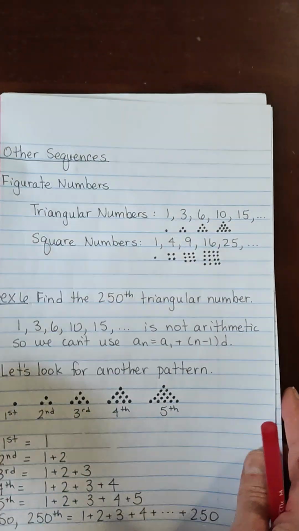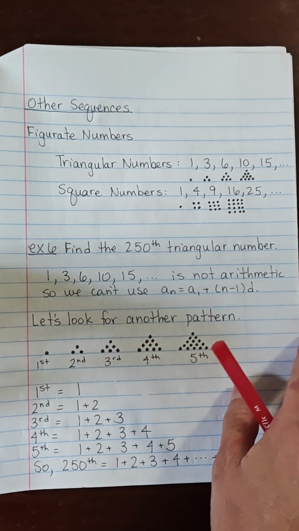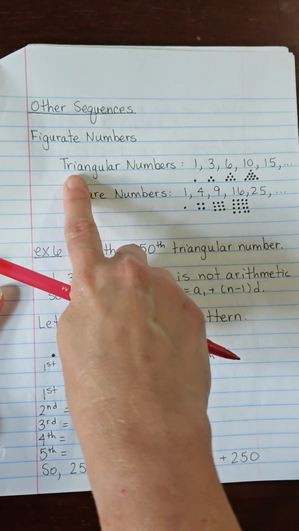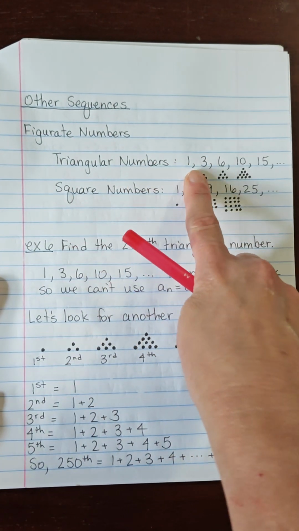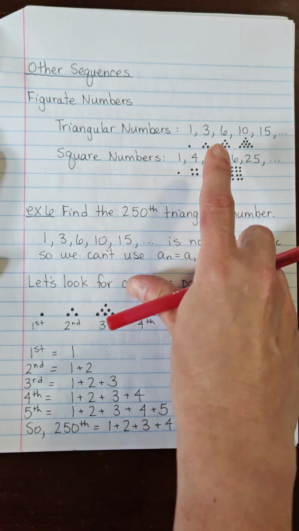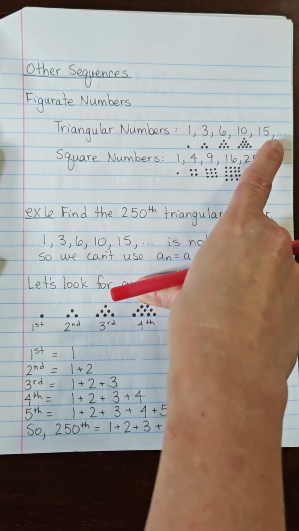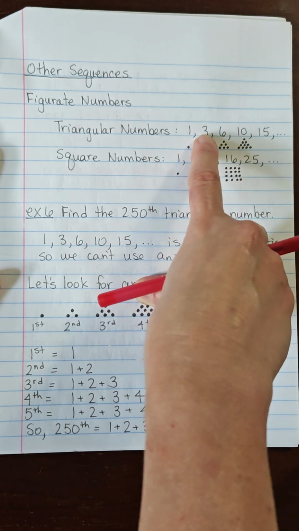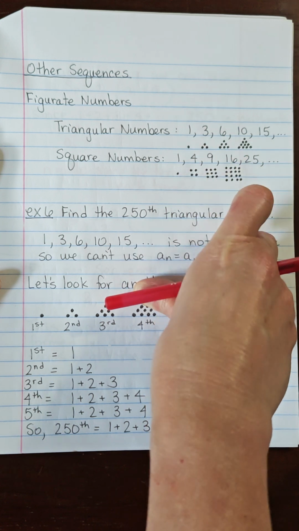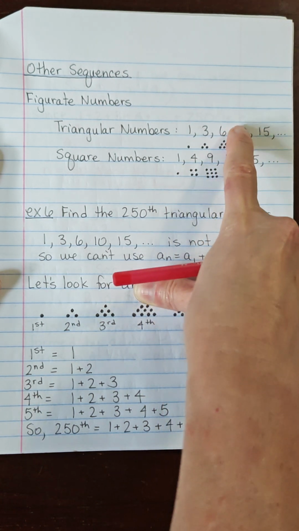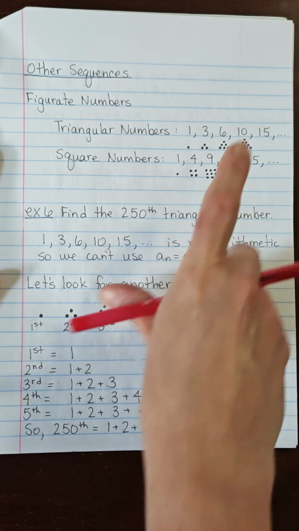All right, so other sequences. So we've talked about the arithmetic patterns, the geometric patterns. Let's talk about some other ones. Figurate numbers. We have triangular numbers, 1, 3, 6, 10, 15, and so on. Those are called that because the number of dots that coincide with these numbers form a triangle. So look, 3 is a 2, 1 triangle. 6 is a 3, 2, 1. 10 is a 4, 3, 2, 1, and so on.